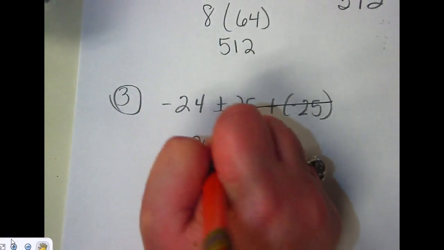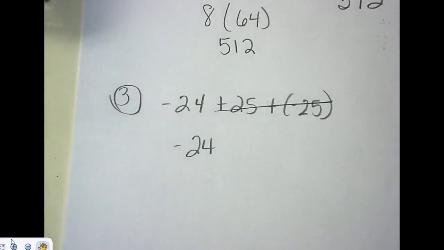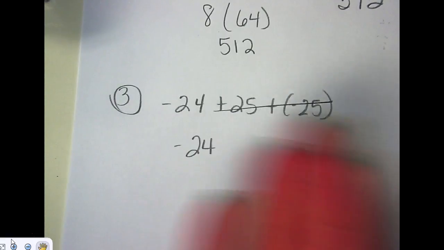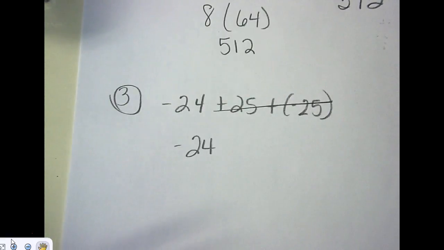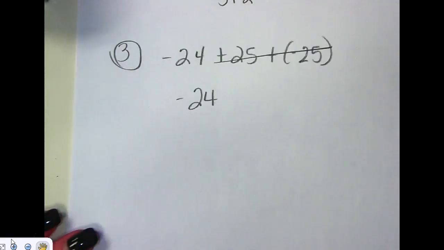But I thought you had to add left to right. Not when it's all addition. What property says I can change the order and the answer doesn't change? The commutative property says I can add in any order and my answer stays the same. Now, if I had addition and subtraction, order does matter. But if it's all addition, order does not matter.